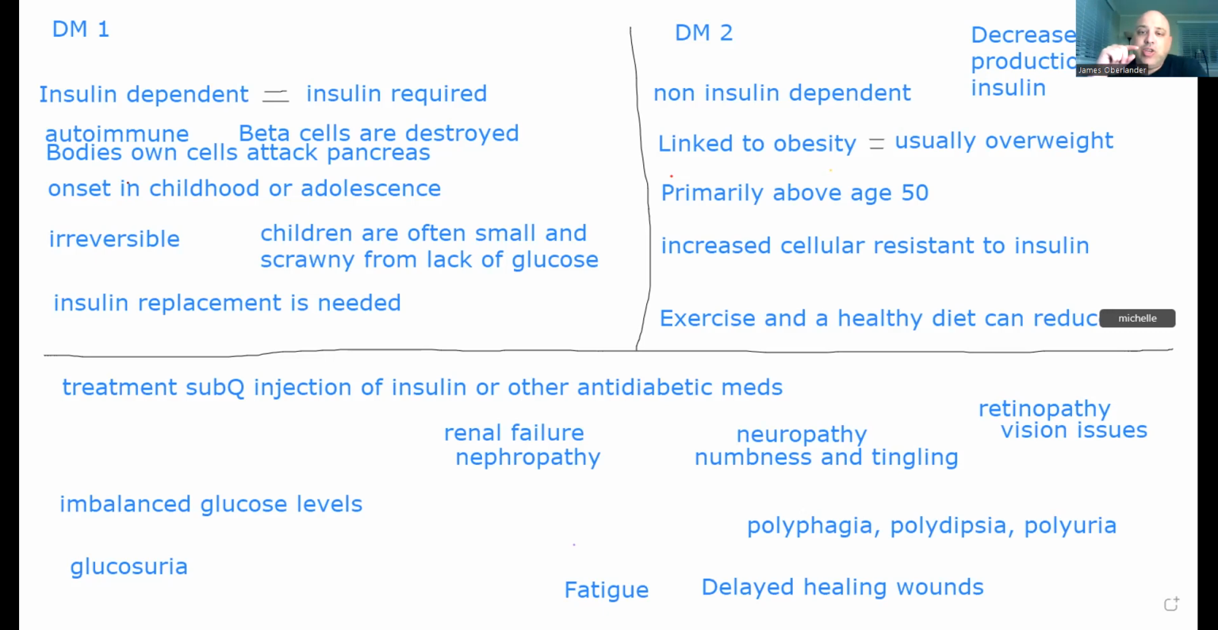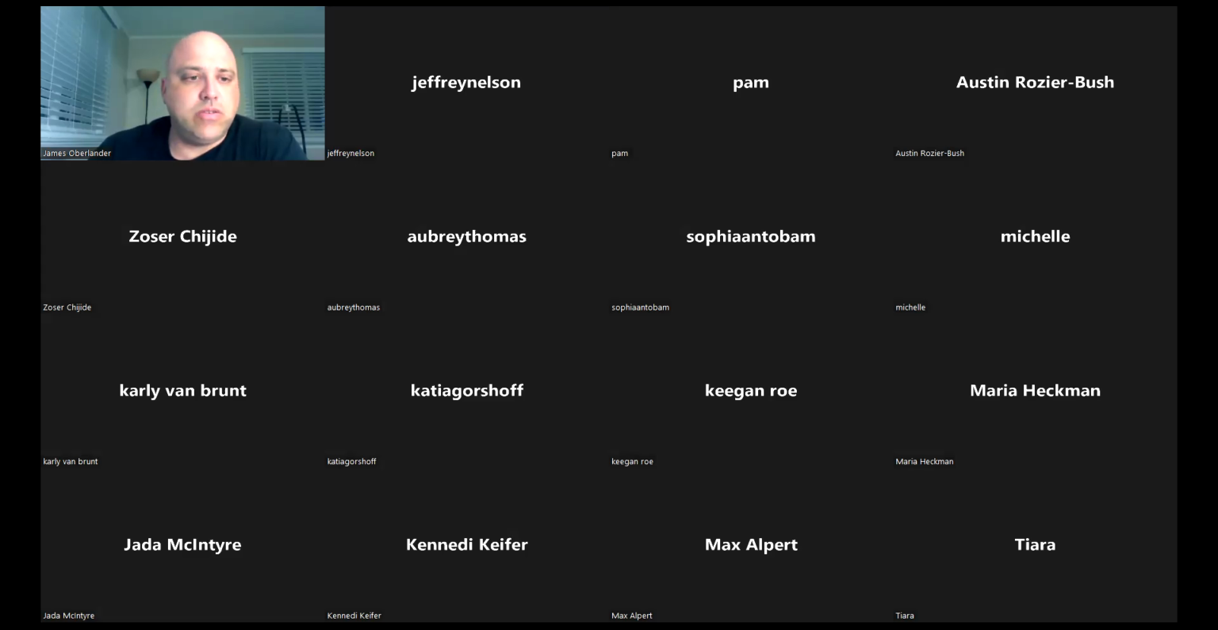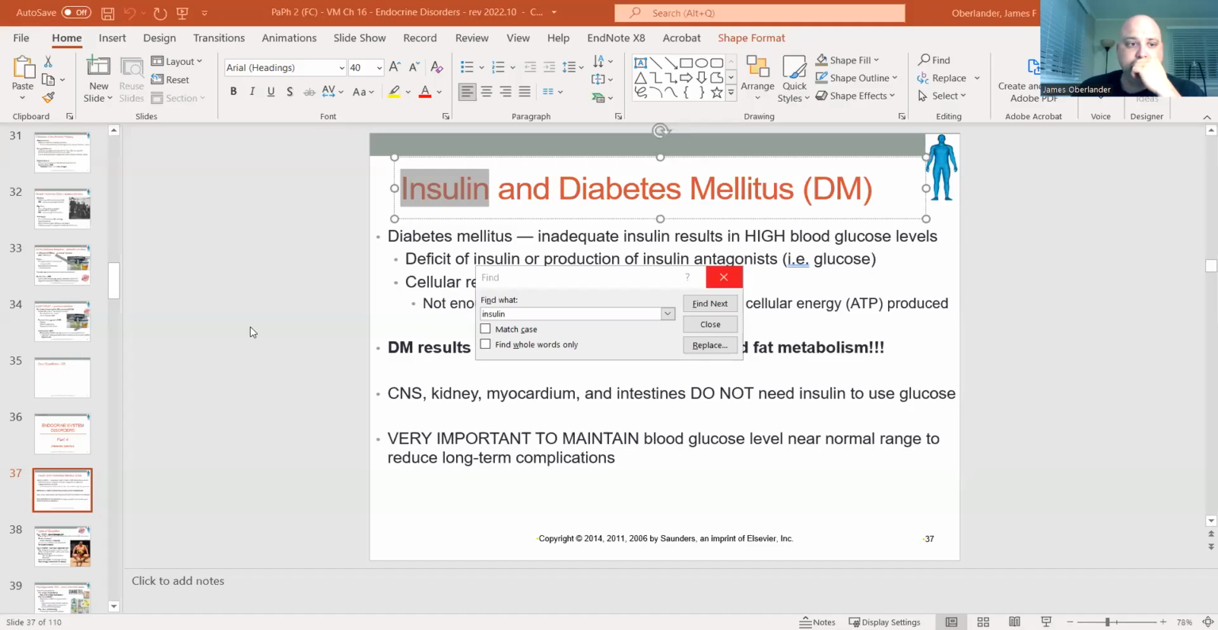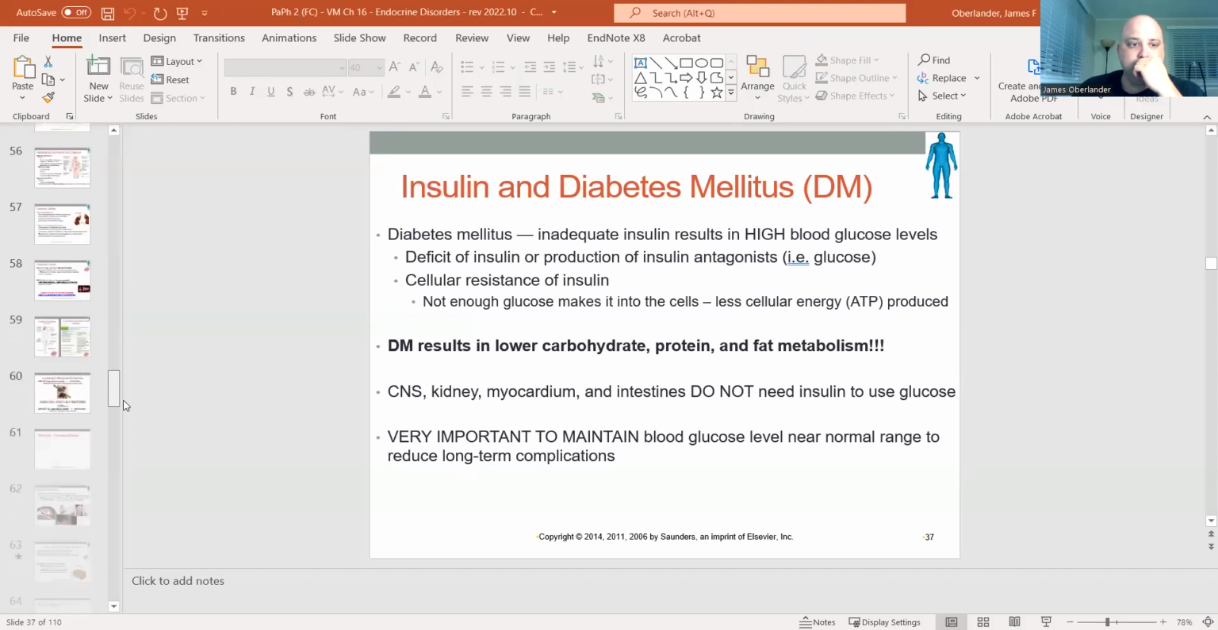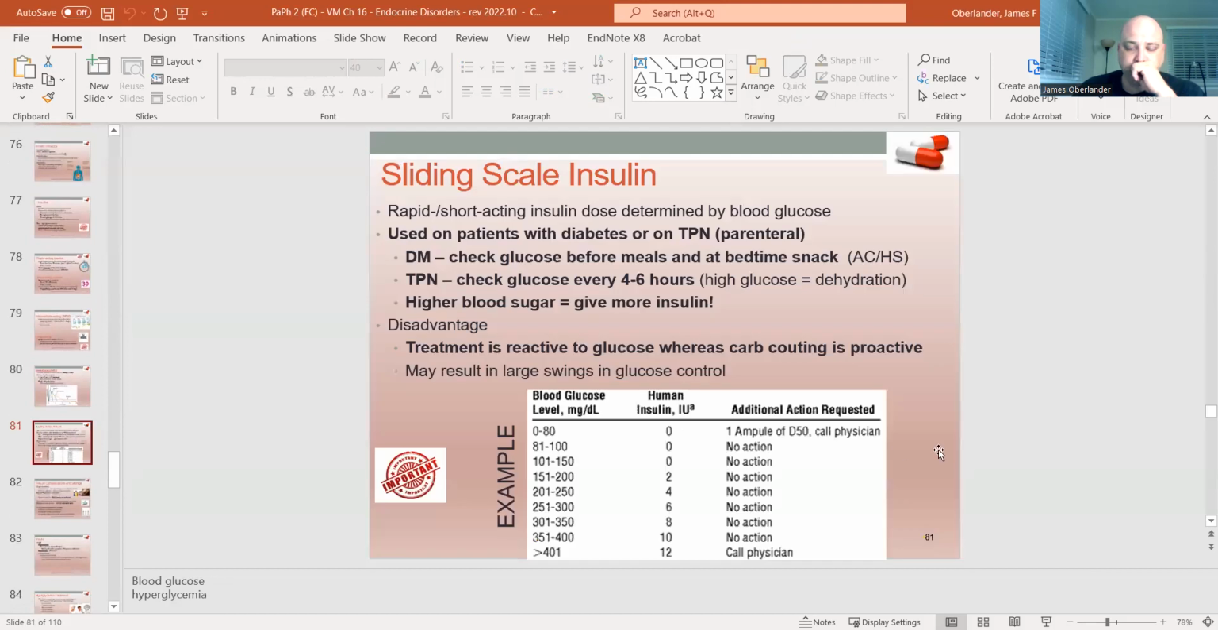Now, if I were to take you back to sliding scale, I want you to look at something here. How much insulin do you give somebody if their sugar is 450?